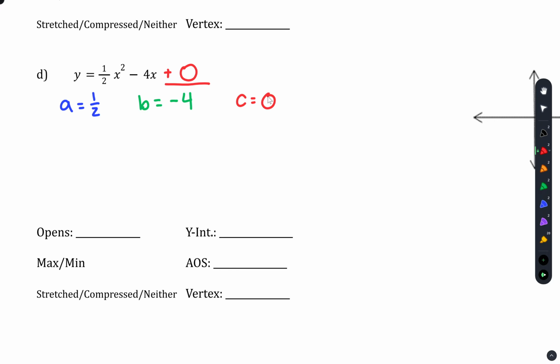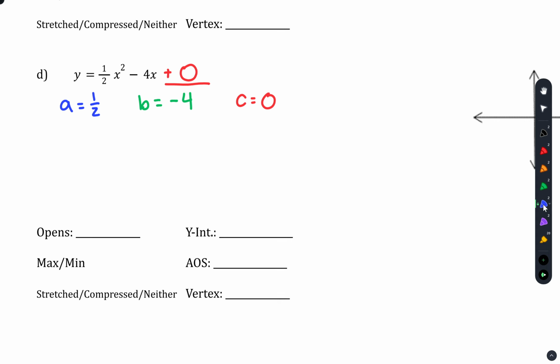0. So you got to pay attention because sometimes you don't have a C value, but other times they try to trick you and they won't give you a B value. So you got to pay attention. Does it have a variable? Then it's the B. Does it not have a variable? Then it's the C. Okay, moving on.